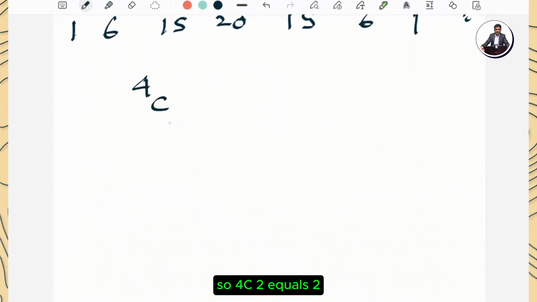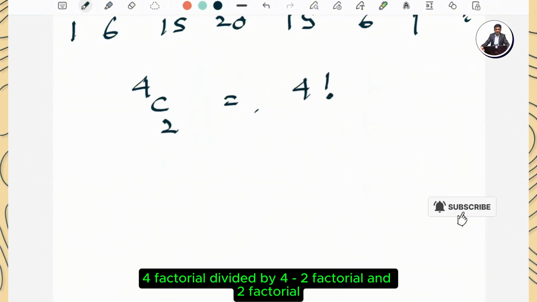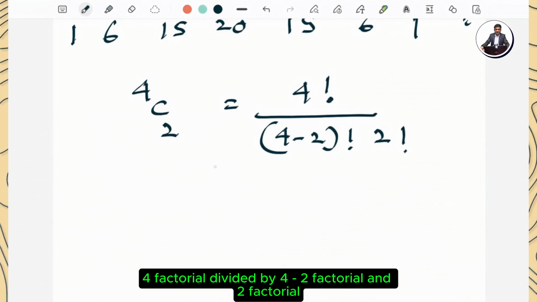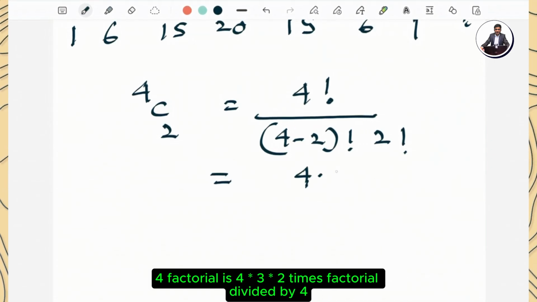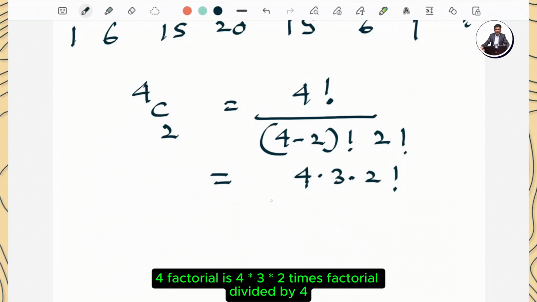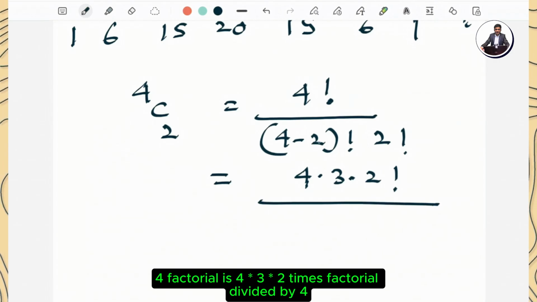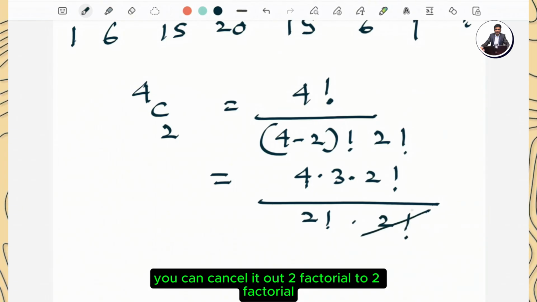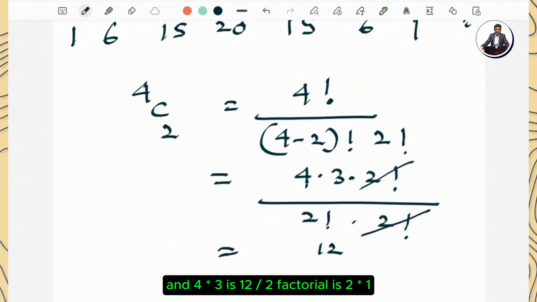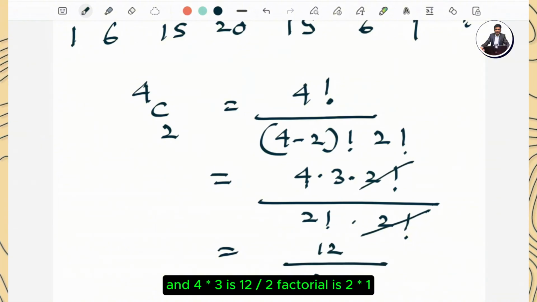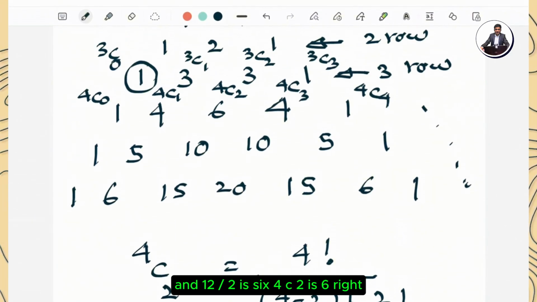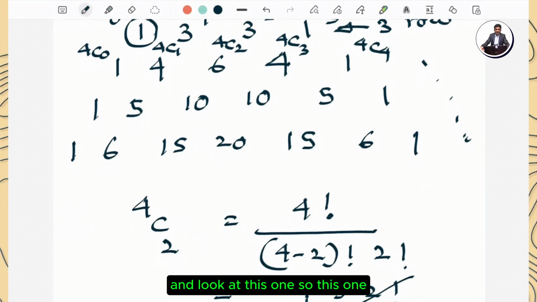4C2 is equivalent to 4 factorial divided by (4 minus 2) factorial and 2 factorial. 4 factorial is 4 times 3 times 2 factorial, divided by 4 take away 2, which is 2 factorial, and 2 factorial. You can cancel out the 2 factorial, and 4 times 3 is 12, divided by 2 factorial, which is 2 times 1, and 12 divided by 2 is 6. So 4C2 is 6, right?